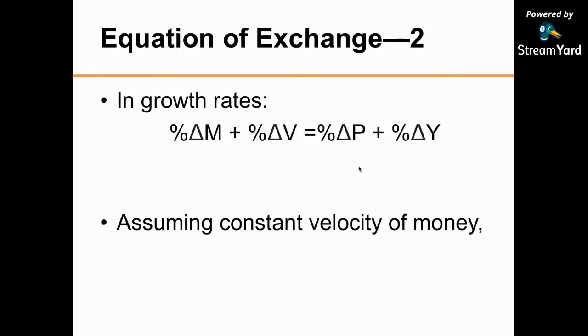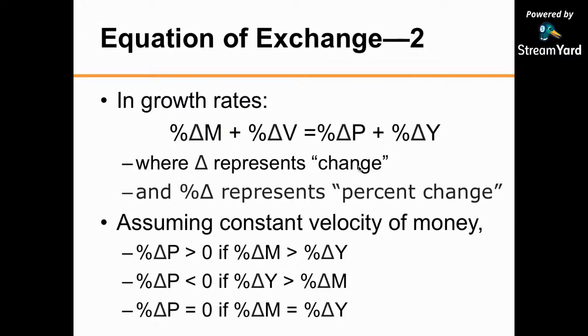So in growth rates, this formula looks a little crazy, but it's just things that we've already covered before. I'm going to go ahead and put this whole slide up so you can see it while we're talking about it. But with a few math tricks, we can use this equation of exchange to arrive at a formula in terms of growth rates. So over here, this percent change in the quantity of money plus the percent change in the velocity of money is equal to the percent change in the price level plus the percent change in the real GDP. The triangle, remember, always just represents the word change. The percent sign next to the triangle just means percent change. And assuming a constant velocity of money, so we're saying the velocity of money is not changing, these are three assumptions that we can make.